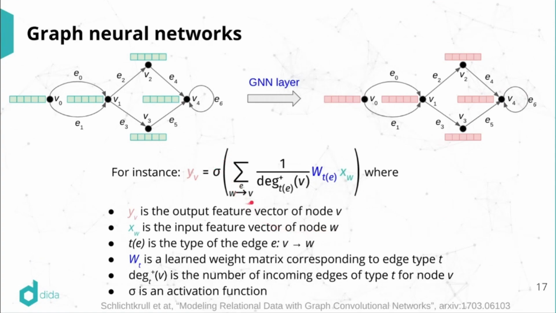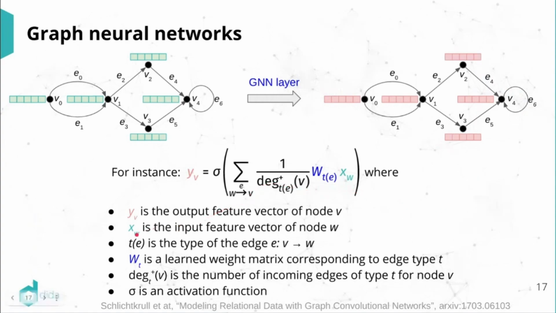So it's a summation, and the summation has one term for each edge incident, so coming into V, okay? And I call W its source and E the edge itself, okay? So say, in the case of V4, this sum would have three terms, one corresponding to E4, one to E5, and one term corresponding to E6, okay? Now let's see how each of these terms is computed.